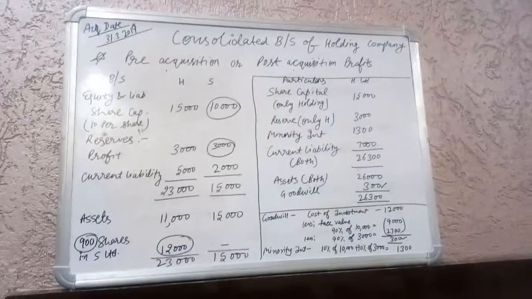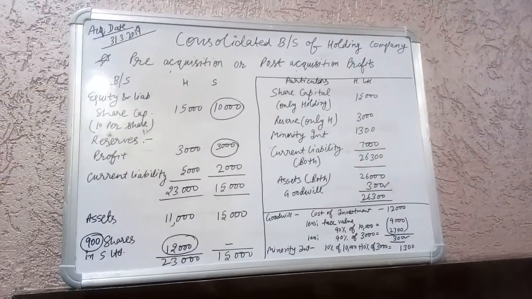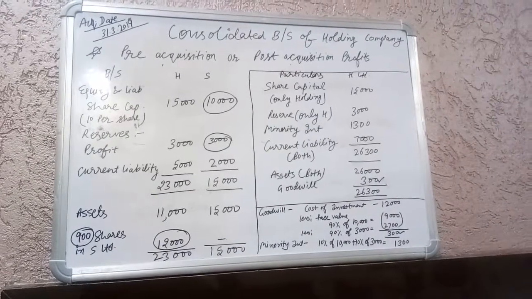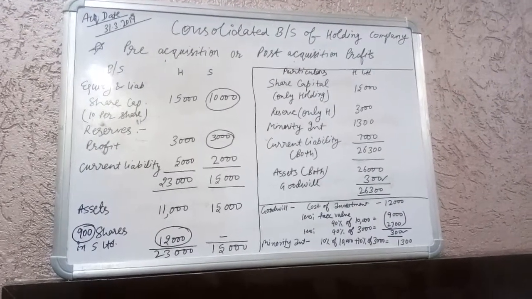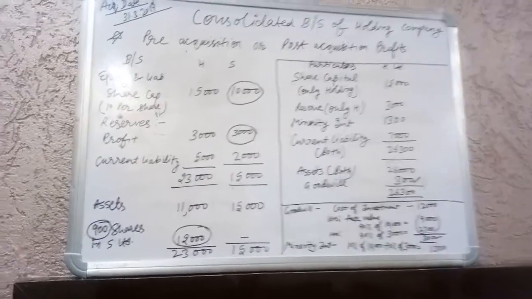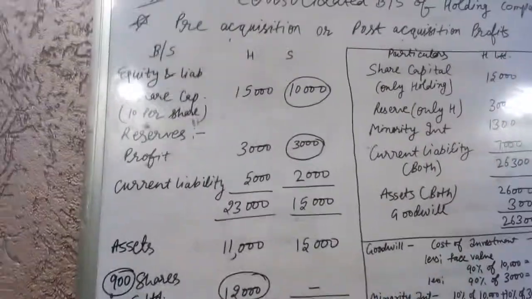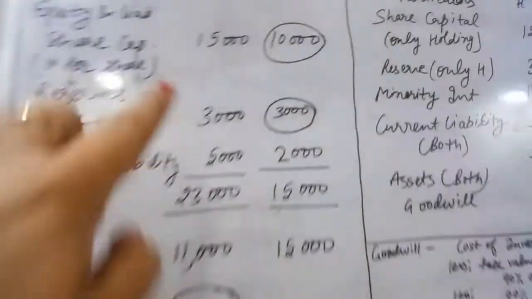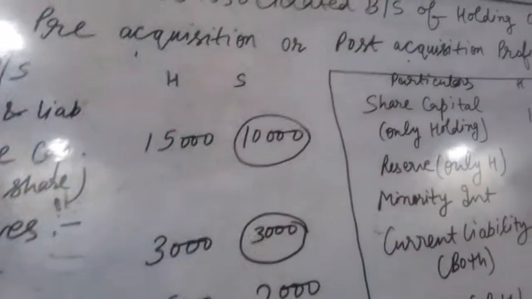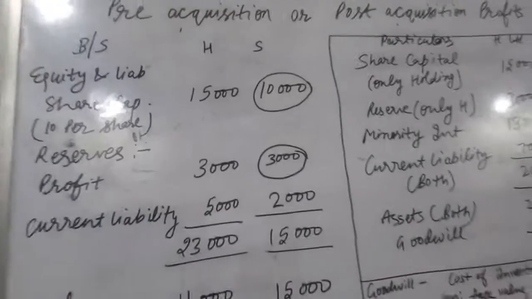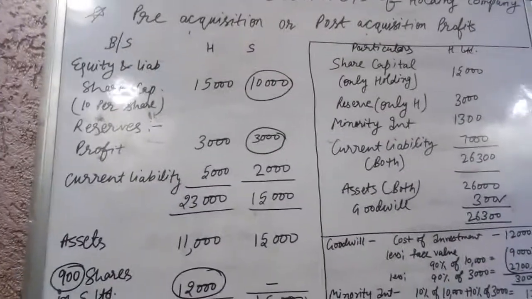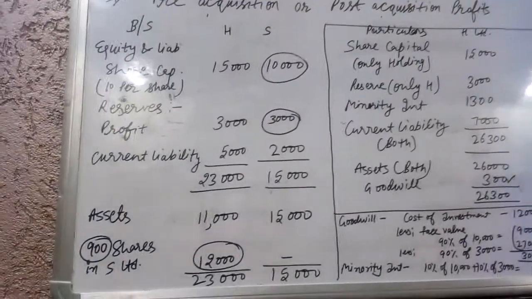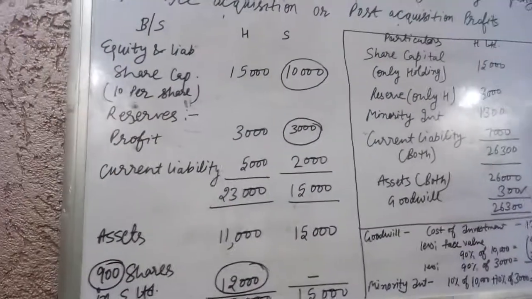So here we are, one of the examples of pre-acquisition profits or post-acquisition profits. We have two balance sheets of holding company and subsidiary company. H Limited here means holding company and S Limited here means subsidiary company. And we have their balance sheet in which equity and liability head is given, in which there is share capital.